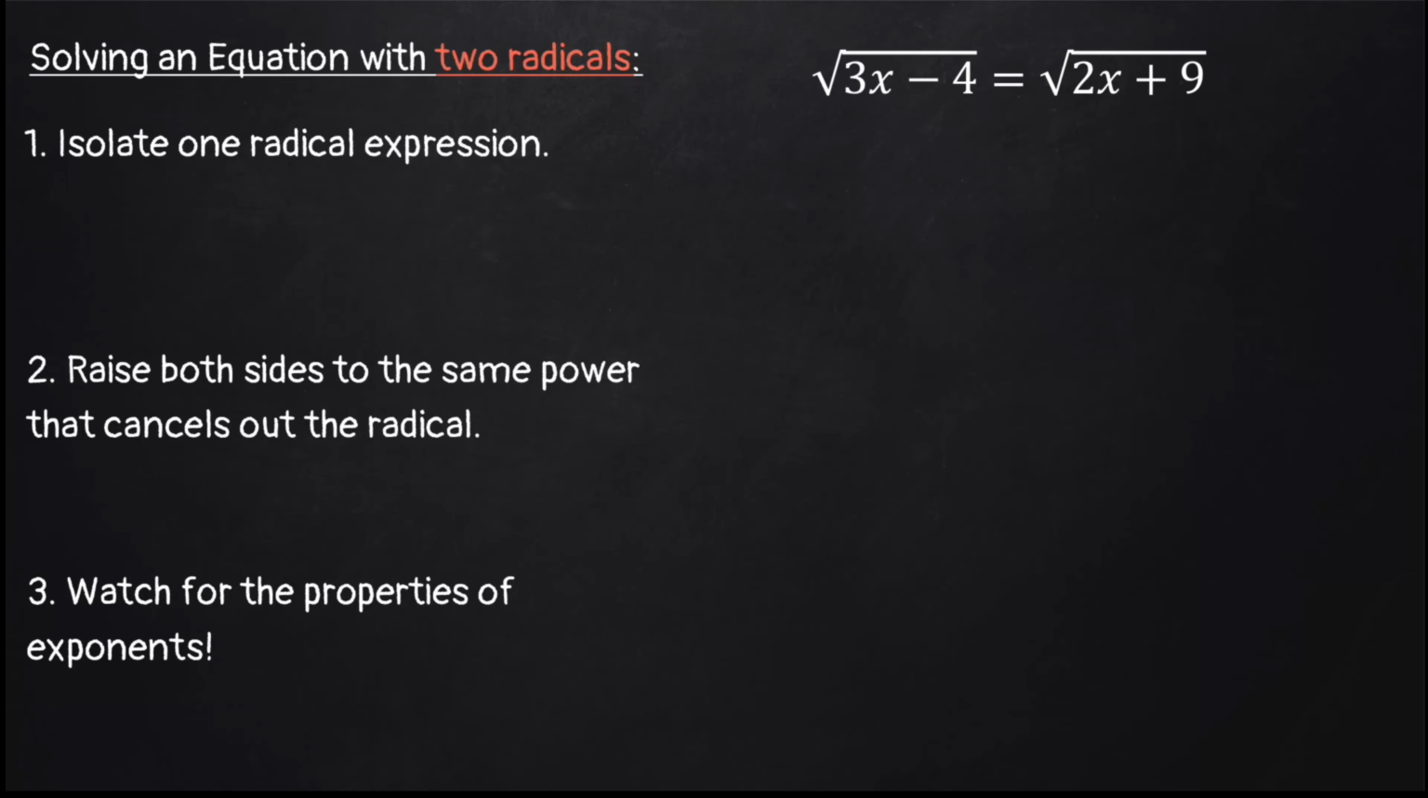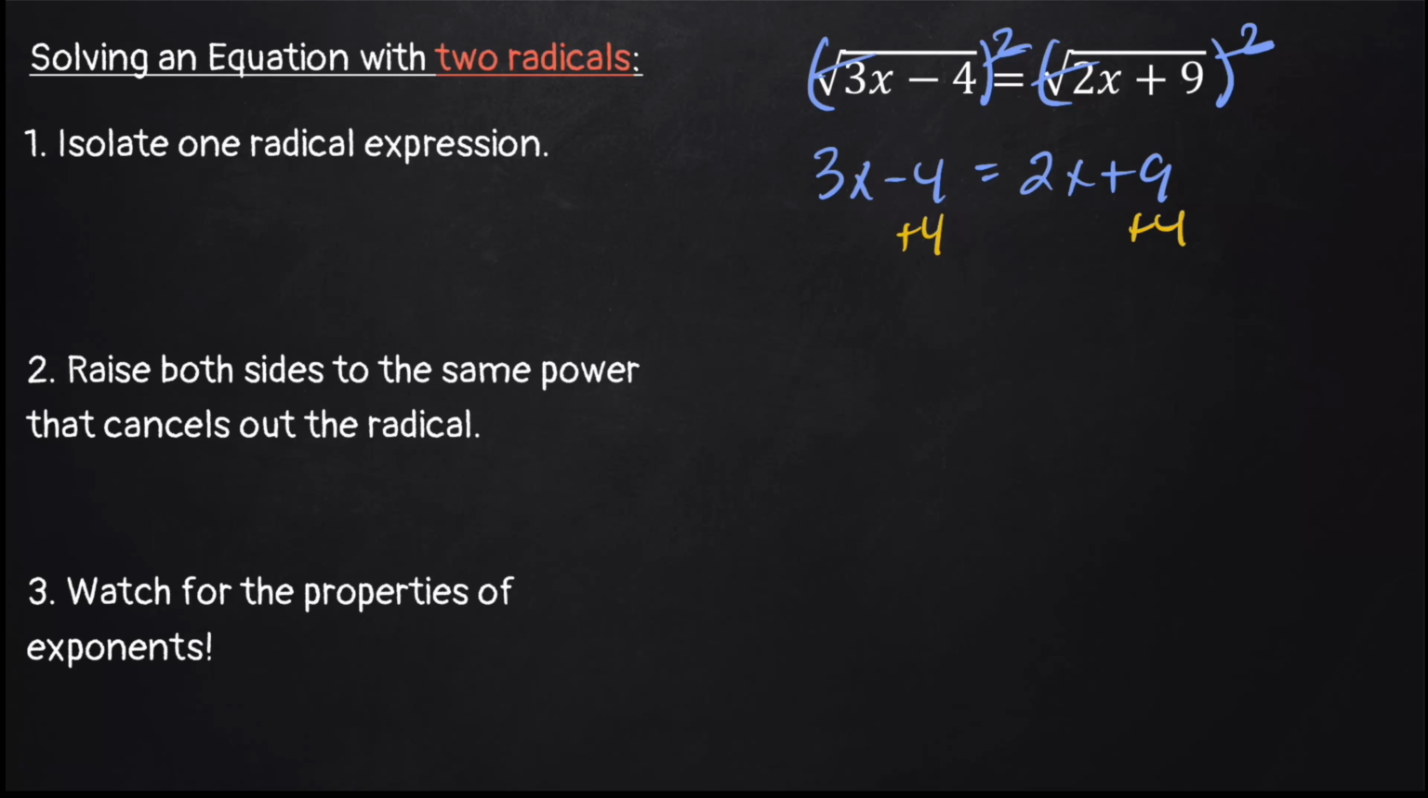Now, when you have an equation with two radicals, again, you need to isolate the radical, and we're going to get one radical expression on one side of our equation and another on the other side. So you're going to sort of separate them. You are going to raise both sides to the power that cancels out the radical here. So you're going to have 3x minus 4 is equal to 2x plus 9. We're going to go ahead and add 4, and then we're going to subtract 2x. So you're going to get x is equal to 13.